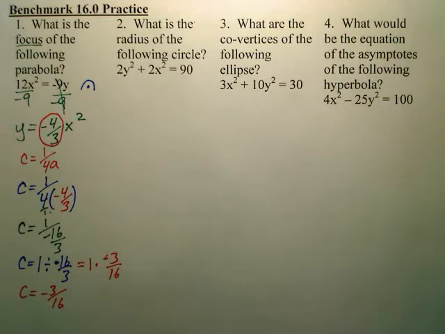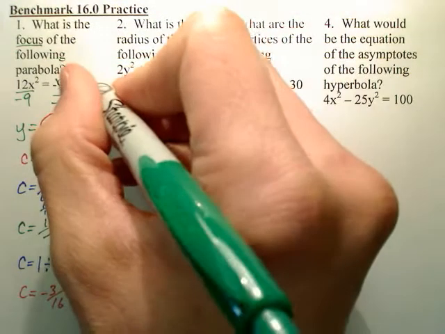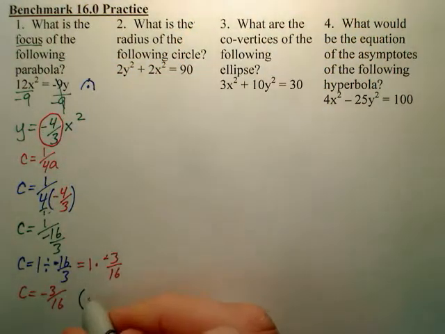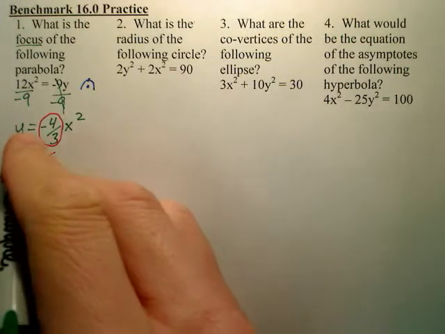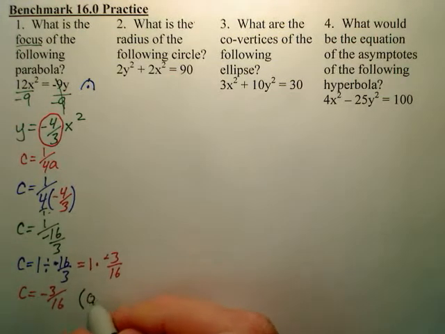What that means is c is how far your focus is from your vertex. This is your vertex, and we're going to go down -3/16. So down means it's y. Also, because the y is here, it's y equals, we also know the c goes into the y. There's two ways to spot where it is.